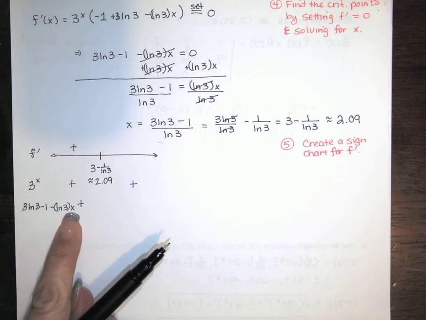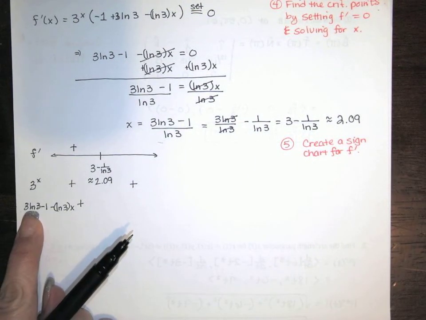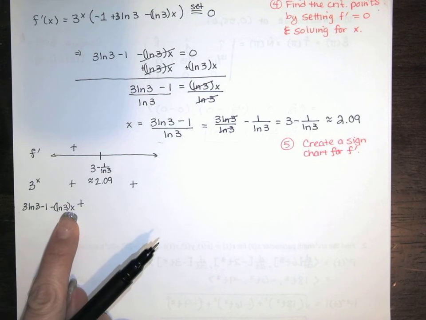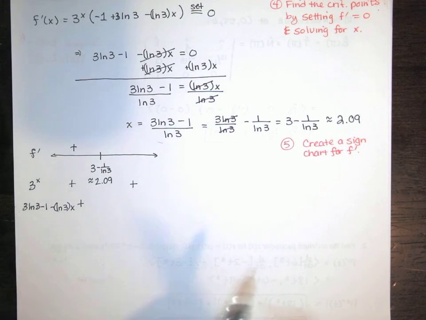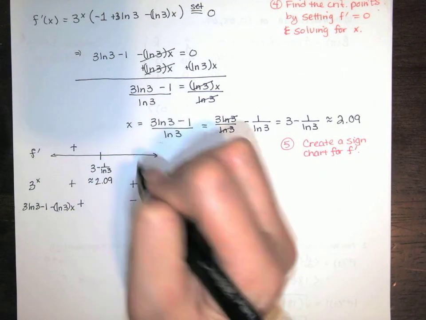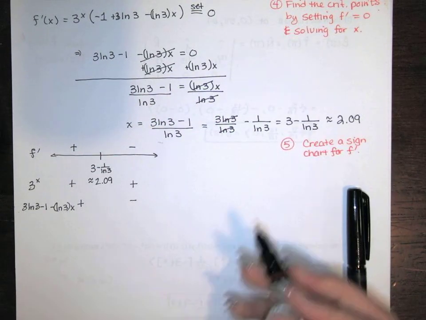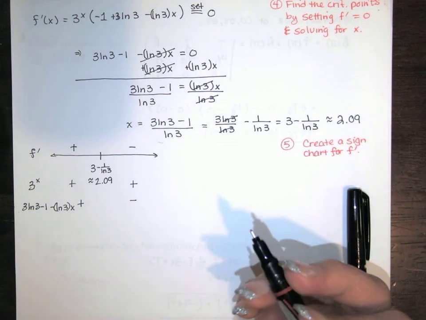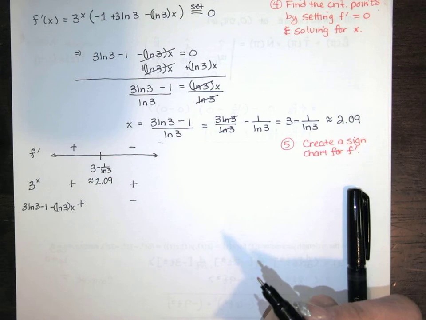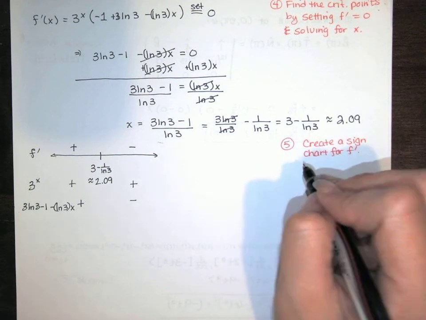Well, actually, if x equals 3, I've got 3 natural log of 3 minus 3 natural log of 3 minus 1. So I'll just get a negative 1. So I have a positive times a negative, which is a negative. So I've created a sign chart for f. That's enough to help me determine where the function is increasing and decreasing.